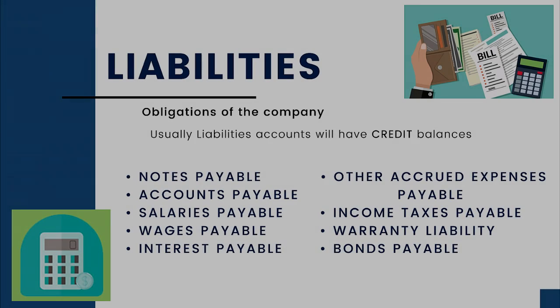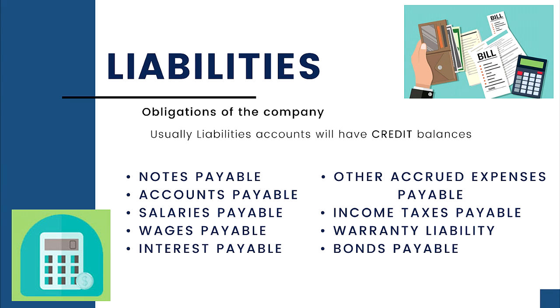Liabilities are obligations of the company. They are amounts received in advance for future service and amounts owed to creditors for past transactions that usually have the word payable in their account title. Along with owner's equity, liabilities can be thought of as a source and as a claim against the company's assets. Now, some examples. Notes payable, other accrued expenses payable, accounts payable, income taxes payable, salaries payable, warranty liability, wages payable, bonds payable, and interest payable.